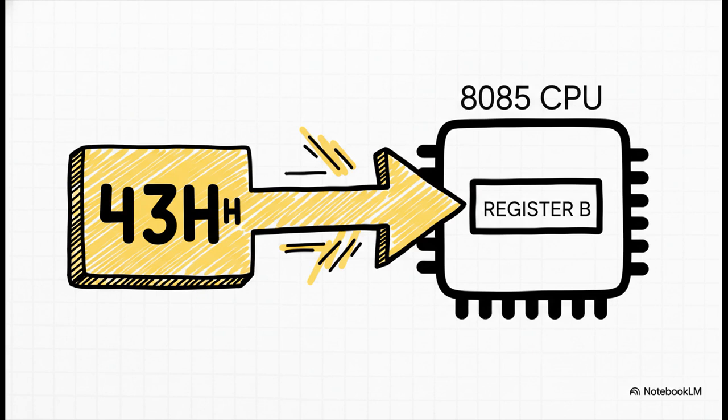MVI B, 43H. All this means in plain English is move the immediate value 43 hex into register B. And a register is just a tiny, super fast storage spot right inside the CPU itself. This is a basic load this data kind of command.